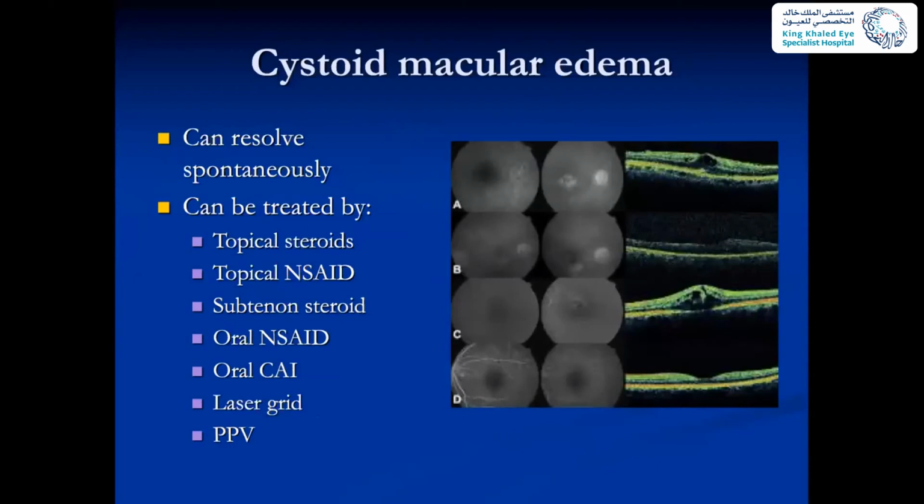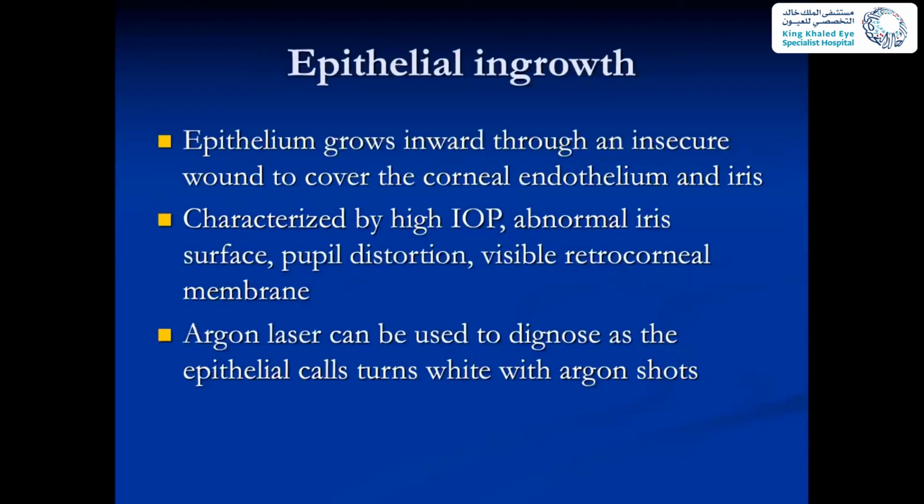This is the OCT picture. It clearly delineates that there is a fluid space within the retina, and it can be further delineated by the use of fundus fluorescein angiography. Treatment of cystoid macular edema can be by topical steroid, topical non-steroid, oral non-steroid, or sometimes we inject the steroid sub-Tenon for that disease entity, oral carbonic anhydrase inhibitor, Diamox or acetazolamide, laser grid, or even pars plana vitrectomy is needed in some resistant cases.